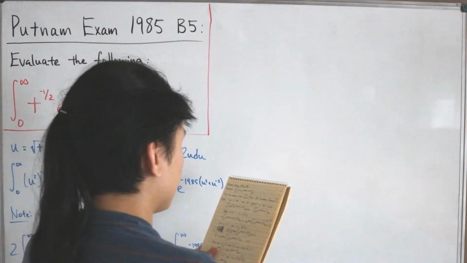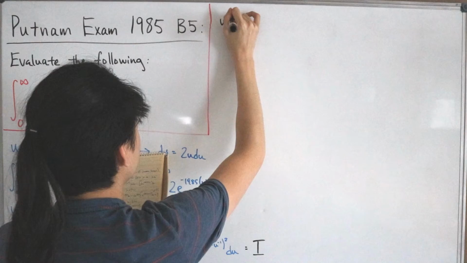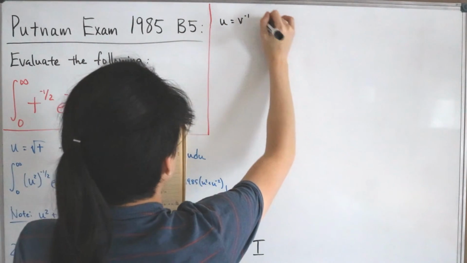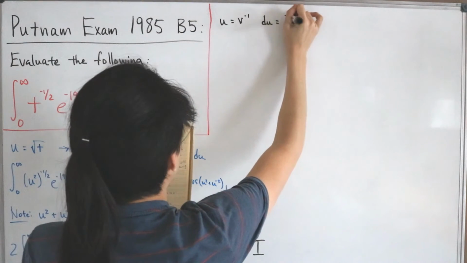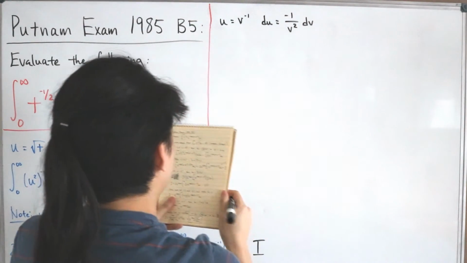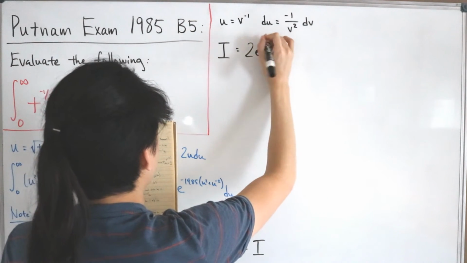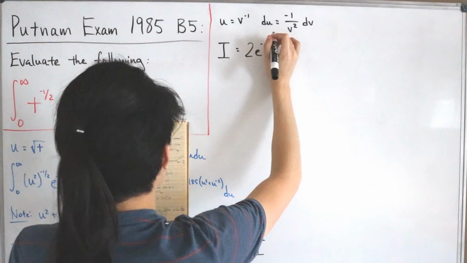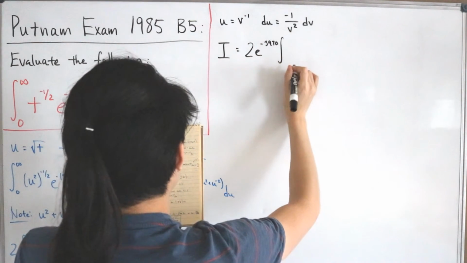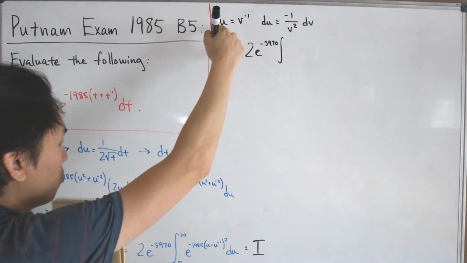Then what I can do here is perform another u sub, so I'm going to let u equal v inverse. If we differentiate this out, du is going to equal -1 divided by v squared, then dv. Then if I just plug all this back in, our new form of I is going to equal the same thing, 2 times e to the negative 3970.